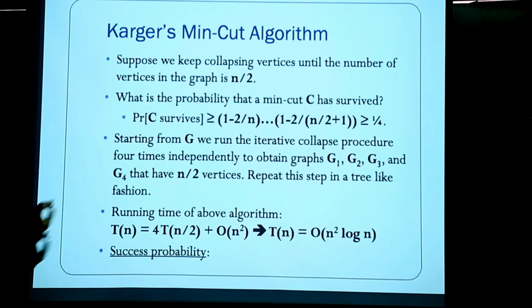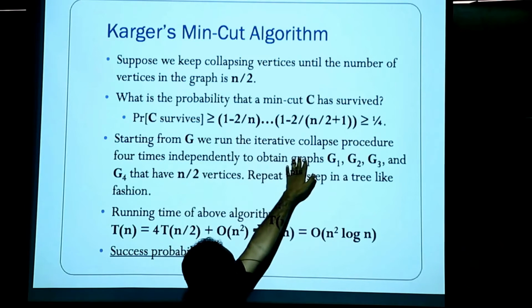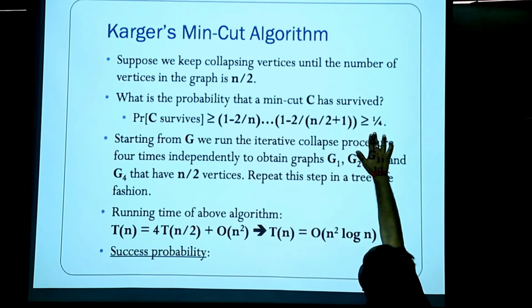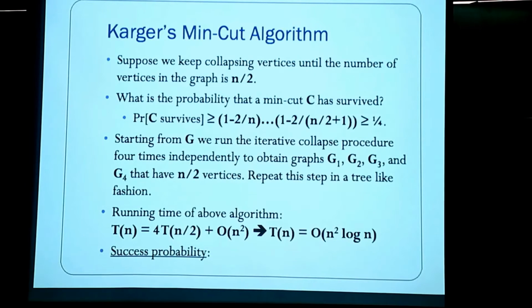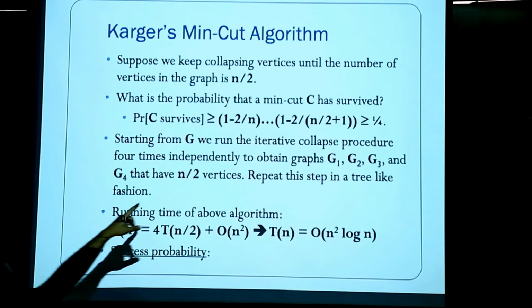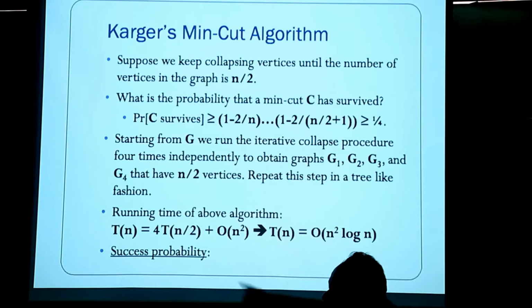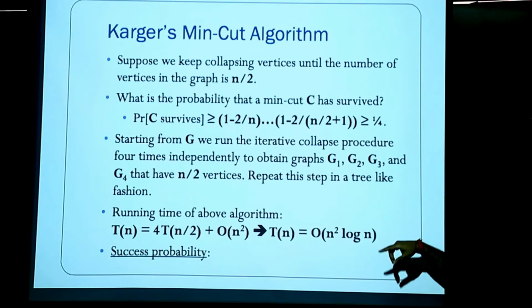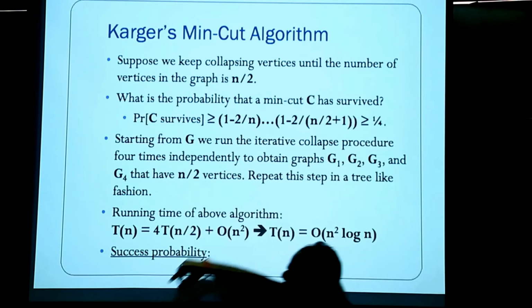Now what is the probability that a min-cut C has survived until that time, when the graph has n by 2 vertices? Again, we do the same calculations as before, and it turns out that this probability is greater than or equal to 1/4. So instead of collapsing until the graph has 2 vertices, you collapse it until the graph has n by 2 vertices. Same calculations hold, you work this calculation out, things get cancelled, and this turns out to be greater than or equal to 1/4.